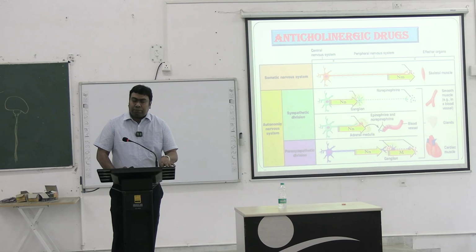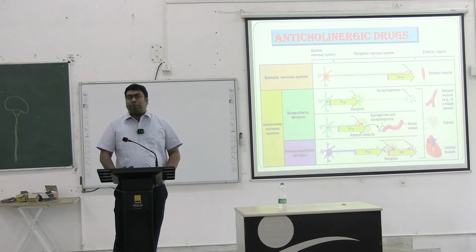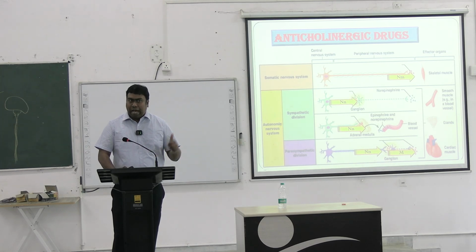Smooth muscle and glands. Where are the locations of the smooth muscles? Eyes, then the tracheobronchial tree, GI, GU. GI means gastrointestinal, GU means genitourinary. Here the receptor is M3, and also in glands: different glands, sweat glands, tracheobronchial receptor is M3. M2 is present in the heart, M1 present in the stomach.